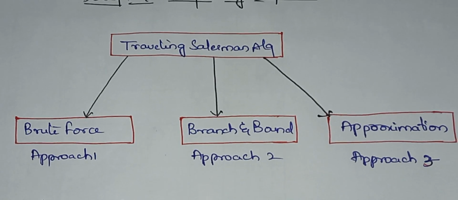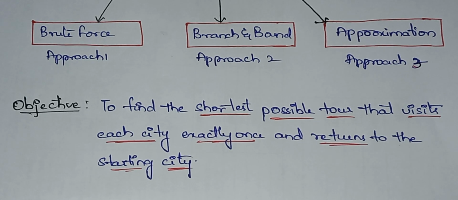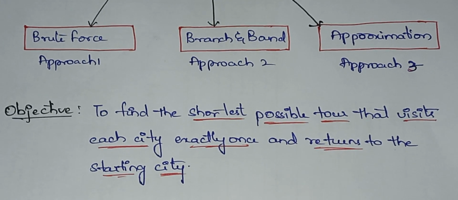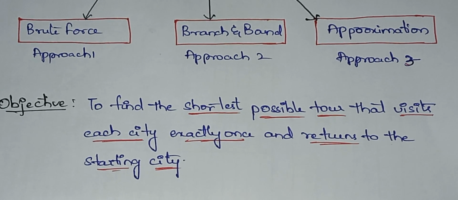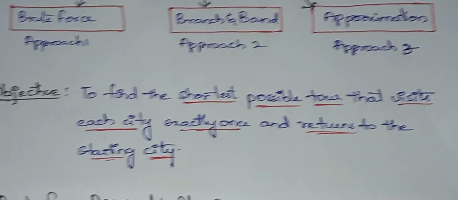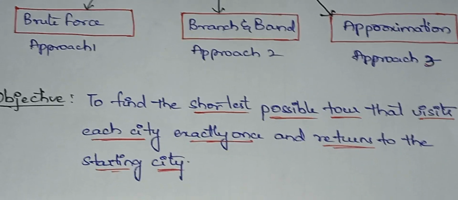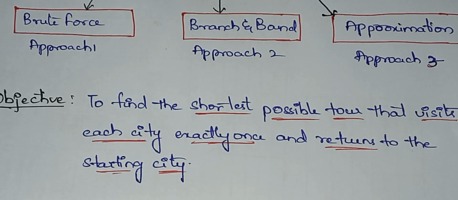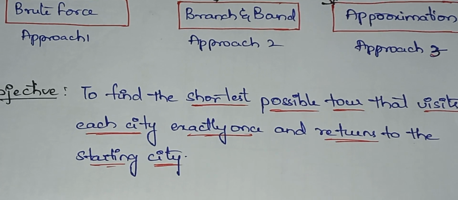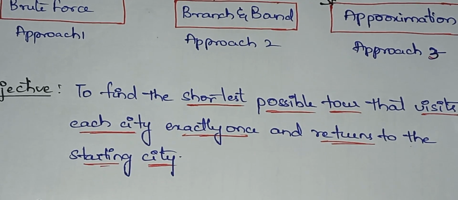So coming to the objective of the traveling salesman problem. The objective is to find the shortest possible tour that visits each city exactly once and returns to the starting city. So in the sense, you have to start at a particular city. The goal of the traveling salesman problem is to identify the optimal solution. The optimal solution is nothing but the shortest path, the shortest distance, or the shortest tour.